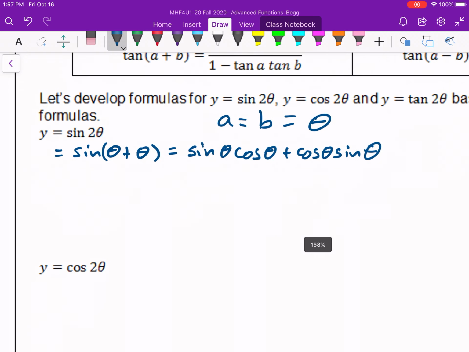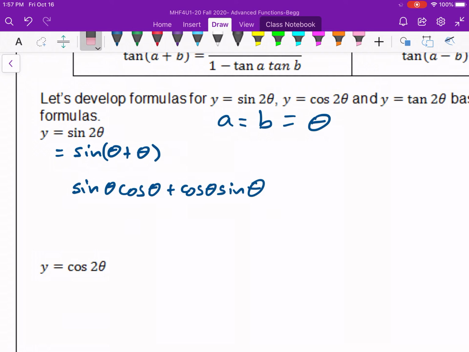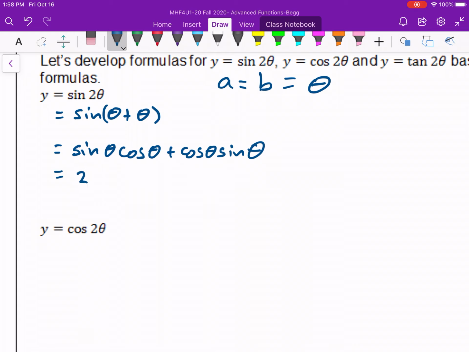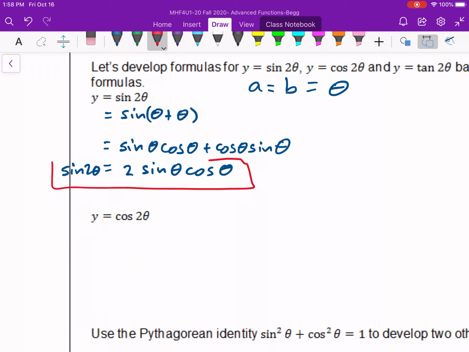It doesn't matter which angle or which order they go in. I shouldn't have written that all on the same line, though. That's a bit sloppy. Let's move this down here. That's a bit better. But sine theta cos theta is the same as cos theta sine theta. So really I've just got two of the same things. So that's equal to 2 times sine theta cos theta. And that's the first of our double angle formulas. In fact, let's just say sine 2 theta equals 2 sine theta cos theta.